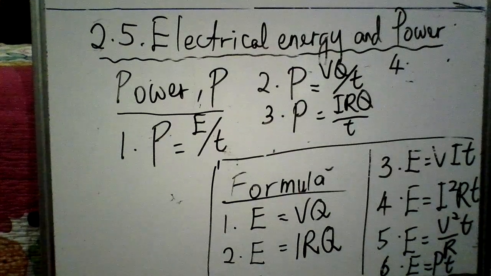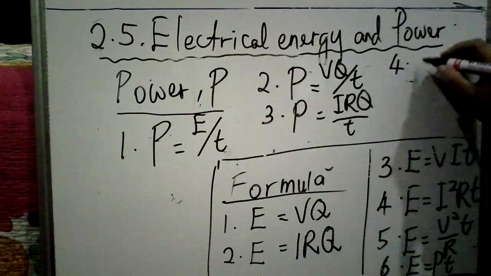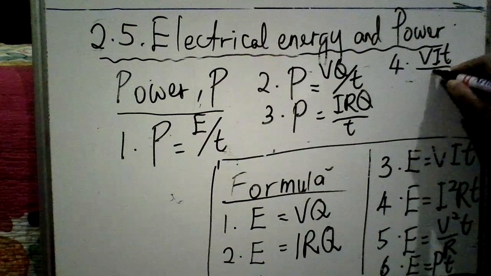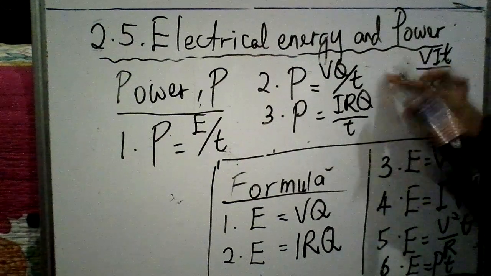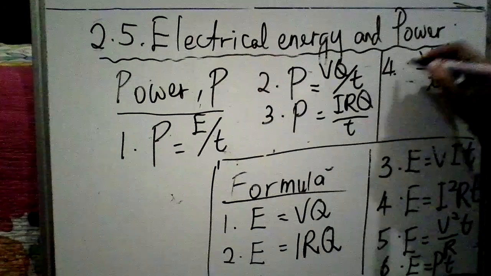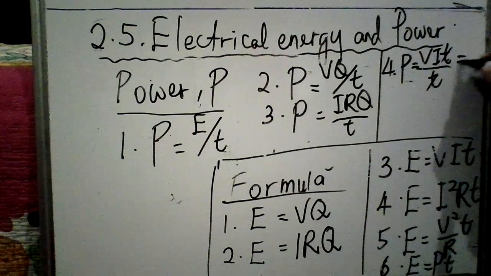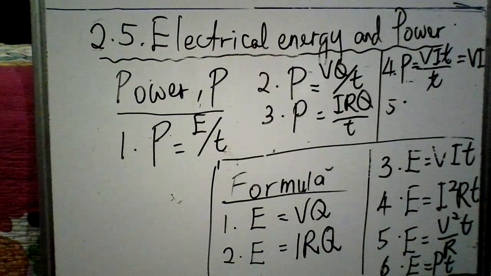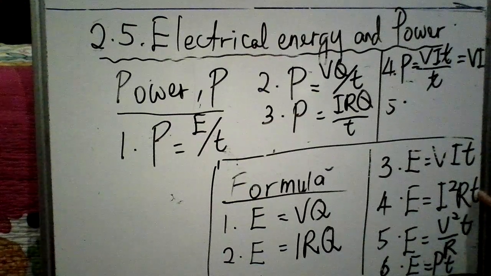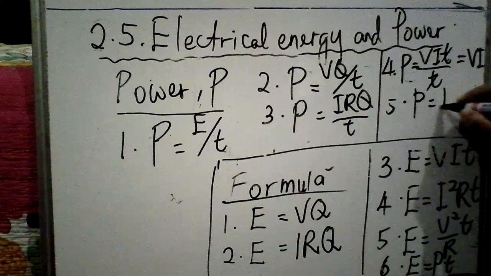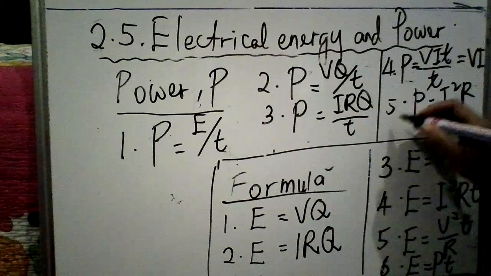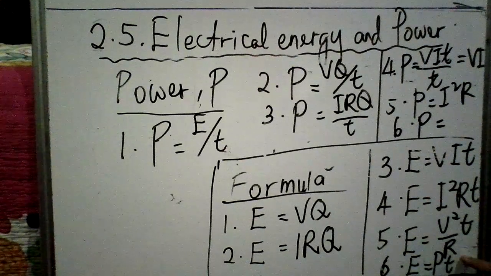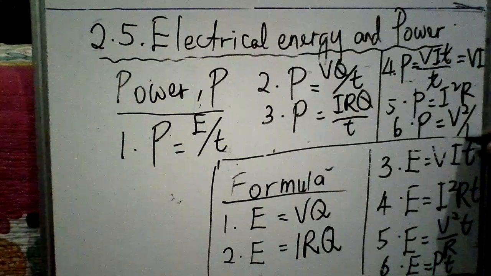Number 4. So we have VIT divided by T. Divide by T, then the T can be cancelled, meaning we get P equals VI. Then number 5, I square RT divided by T, meaning we get P equals I square R. And number 6, P equals V square over RT divided by T. Then meaning V square over R.